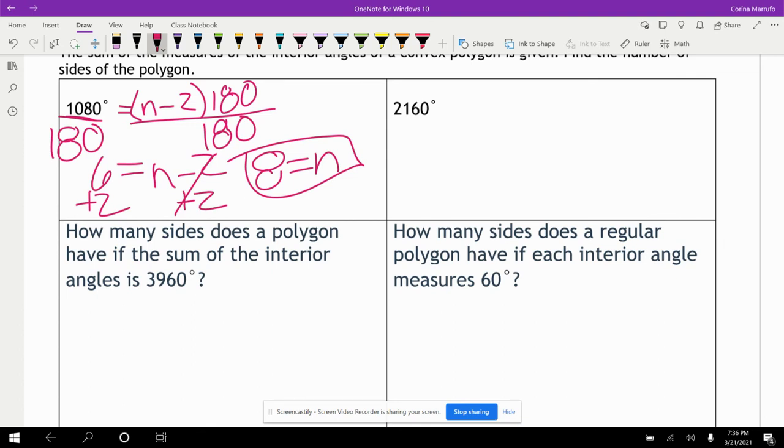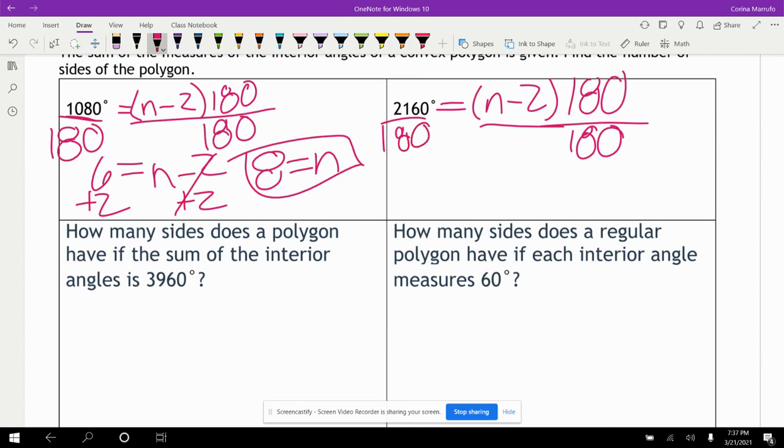Okay, the next one, they tell us that this is 2,160. So this is equal to n minus 2 times 180. I'm going to use a formula to find the number of sides. So just like we did on the previous problem, we're going to get rid of that 180 by dividing both sides by 180. So 2160 divided by 180 gives me 12. So 12 equals n minus 2. And then to solve for n, I'm going to do the opposite and add 2. And that gives me 14 equals n. So that means it has 14 sides, and this is considered a 14-gon.